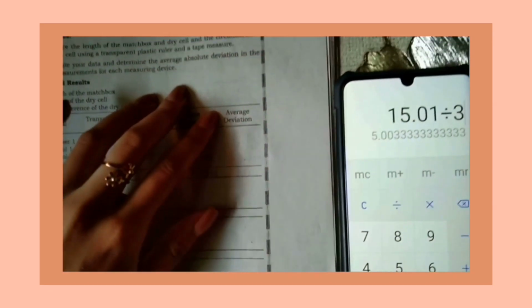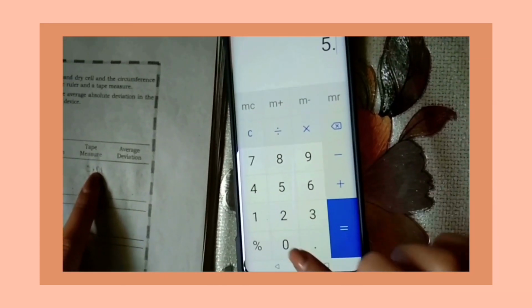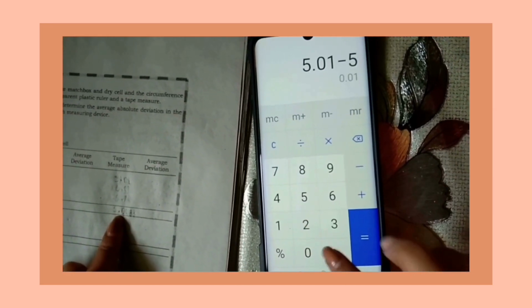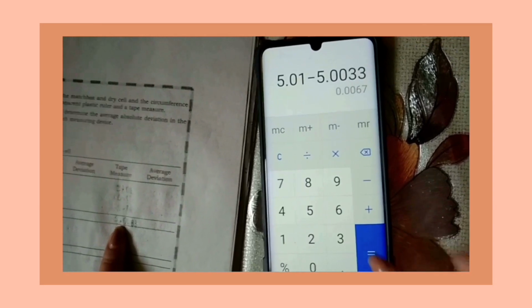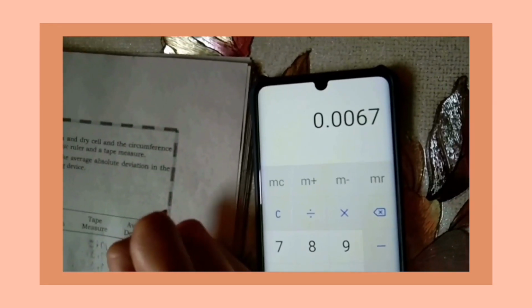To get the average deviation, kailangan natin i-minus yung tape measures dito sa average. For example, 5.01 minus 5.0033 equals 0.0067.